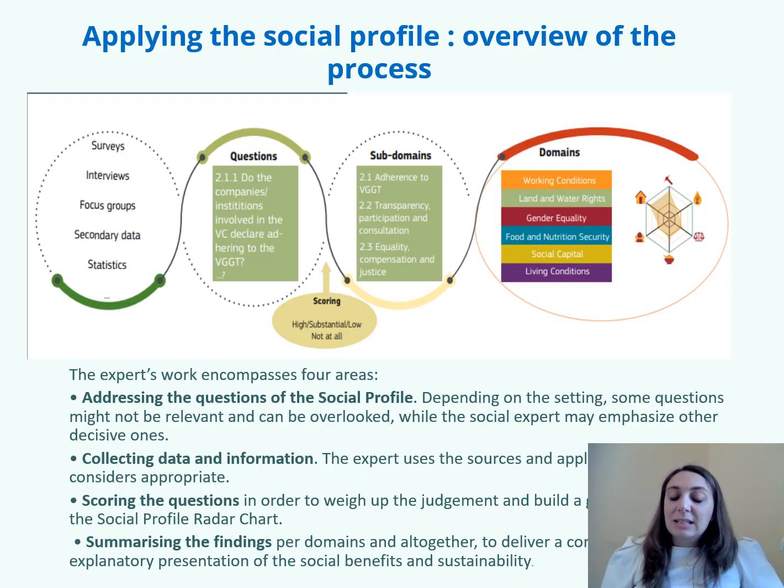The second step is to collect data and information. And here VCA4D is not prescriptive, so it is the job of the social expert to see which are the sources and the methods that you consider more appropriate, considering the country and the value chain, to collect the wanted information. The third step is then to provide a score to the questions, as we said, maybe not all the questions, and this will help you to build the picture of the social profile, so the social profile radar chart. The last and most important step is then to make the analysis, so summarizing the findings per domain and all together, and to deliver a comprehensive and explanatory presentation of the social benefits and sustainability.